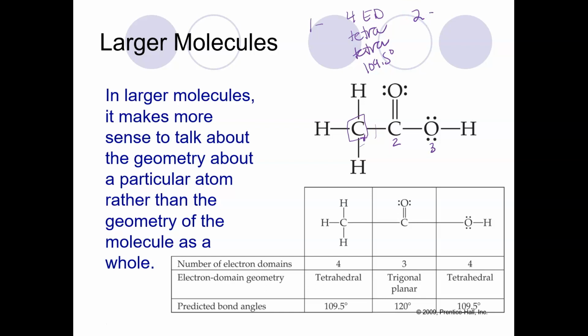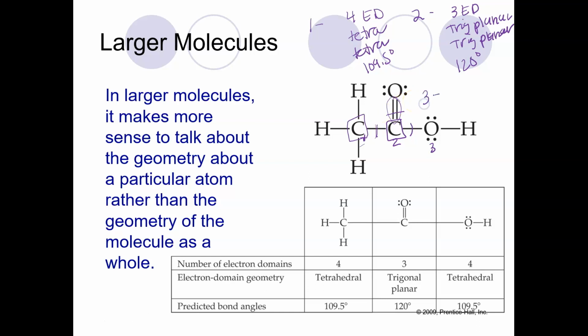Atom 2, if I'm just looking at this carbon and the things touching it, there's 1, 2, 3 electron domains. Trigonal planar is the electron domain geometry. Trigonal planar is the molecular shape. And the bond angle would be about 120 degrees. It would be a little distorted because there's a double bond, but it would still be about 120 degrees.